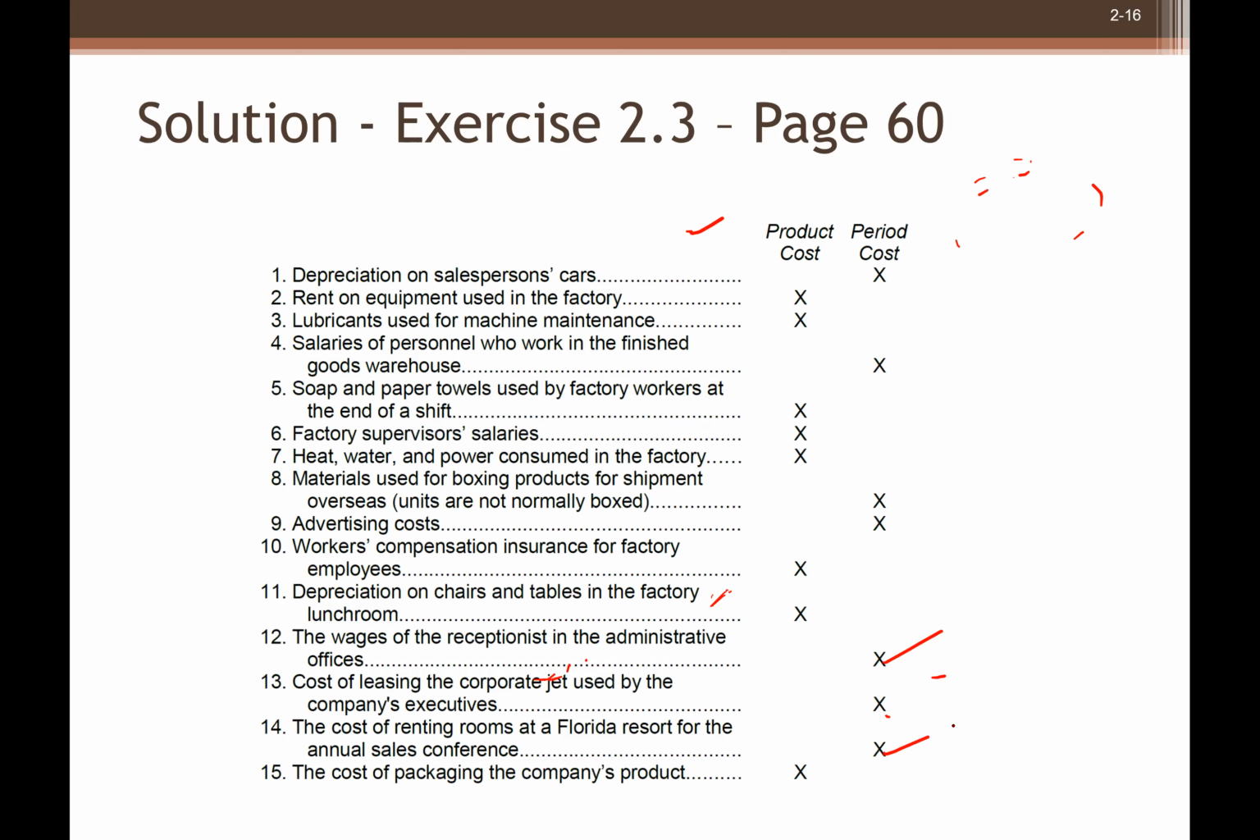The cost of packaging the company's product, right? And packaging occurs inside the factory, inside the manufacturing facility. We call this product cost. Any question?